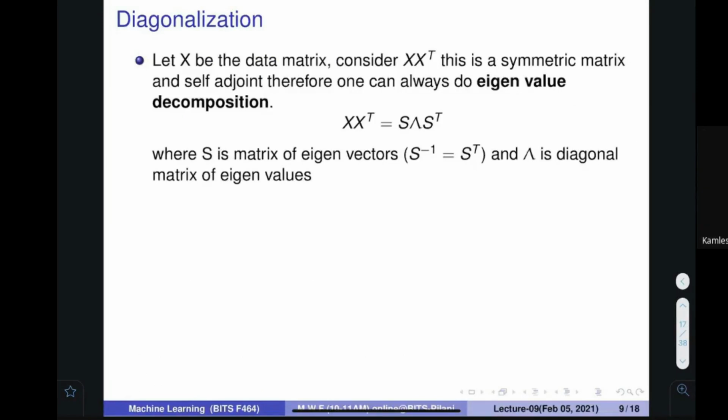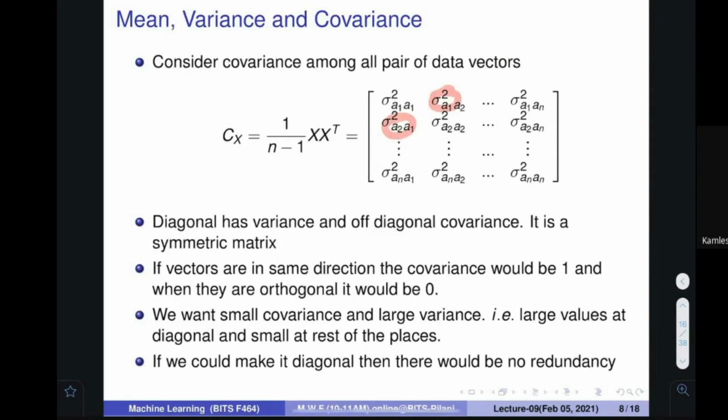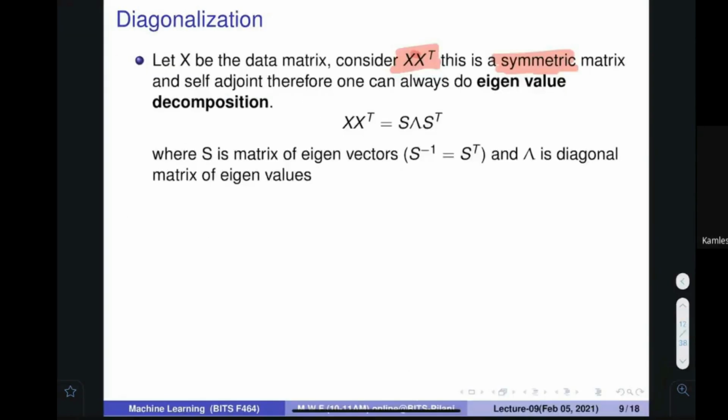Try to understand that XX transpose, the matrix that we have just talked about, is a symmetric matrix. Everybody okay? This value and this value are going to be the same. It is going to be a symmetric matrix, and for this symmetric matrix, we can find the eigenvalue decomposition.